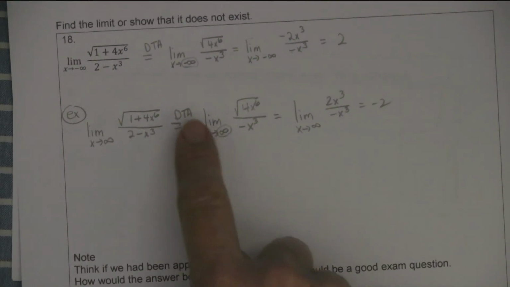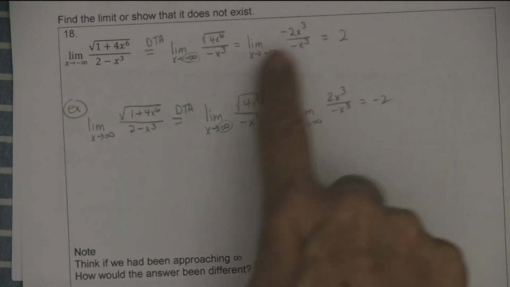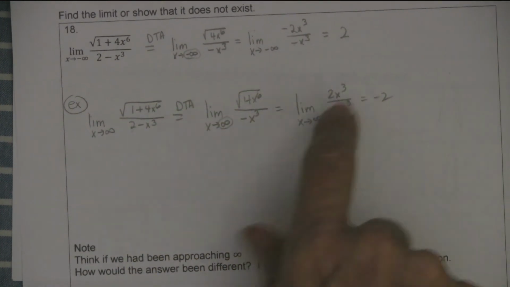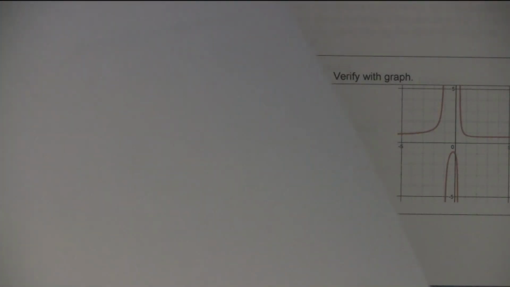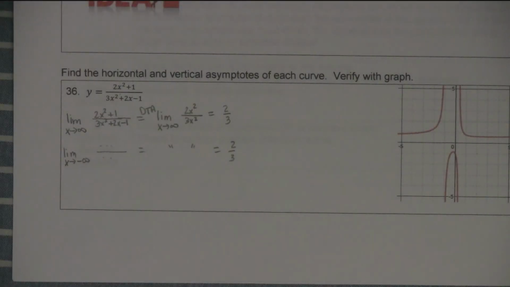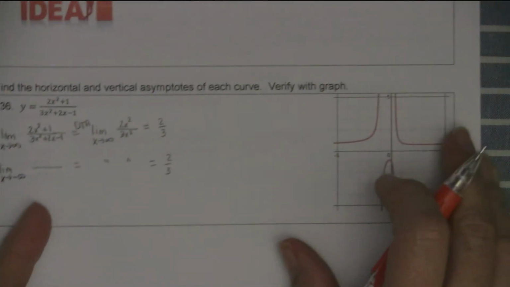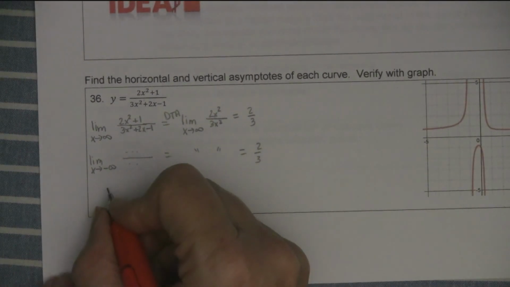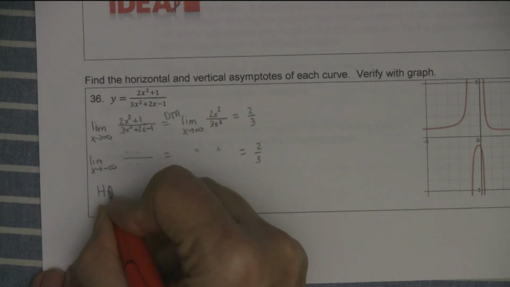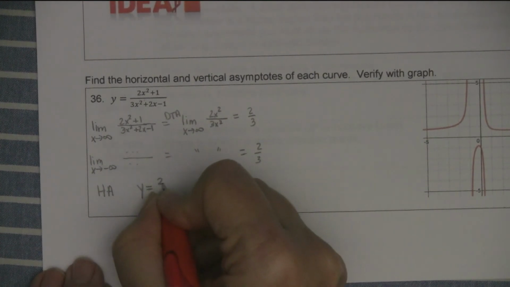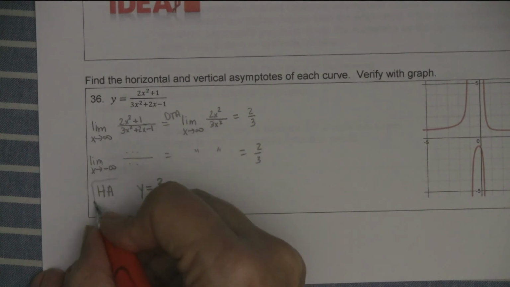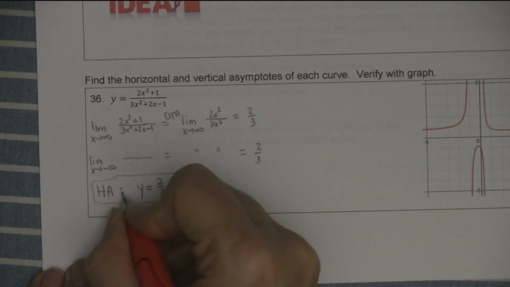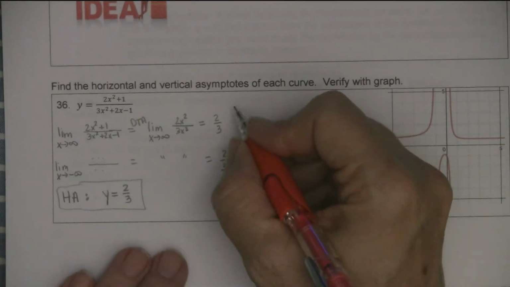I was just looking at one where, when I was going to negative infinity, I got 2, and when I was going to positive infinity, I got negative 2. So it mattered on that one. But on this one it doesn't. It asked me to find the vertical and the horizontal. So the horizontal asymptote is y equals 2/3. And then the vertical asymptote, we found the vertical asymptote in chapter 1.